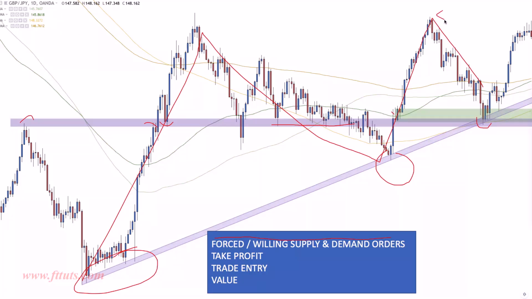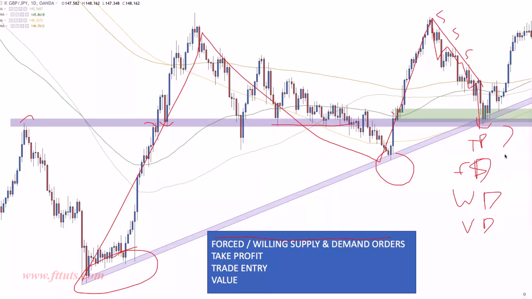If you shorted anywhere around here, on pullbacks, the market made lower highs and lower lows. Where are people taking profit? TP, right here, which is forced supply. Sorry, forced demand. My apologies. Forced demand, because when you take profit on a short, it's a buy order, it's just selling. You've got diagonal and horizontal traders looking to enter new trades, as well as moving average traders. So that's willing demand. And then you've got value traders like ourselves, value demand.